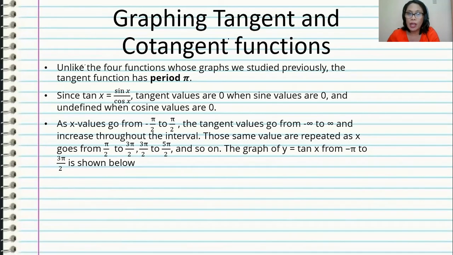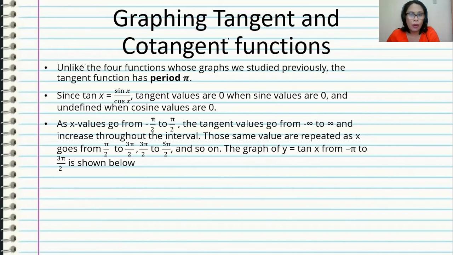Now, since tangent is equal to sine x all over cosine x, tangent values would be equal to 0 when sine values, or the numerator, are 0, and undefined when cosine values are 0. Now, as the x coordinates go from negative pi over 2 to pi over 2, the tangent values go from negative infinity to positive infinity and increase throughout the interval.